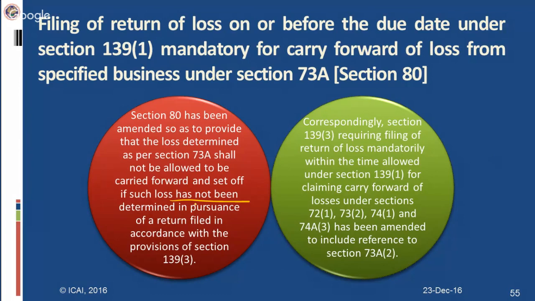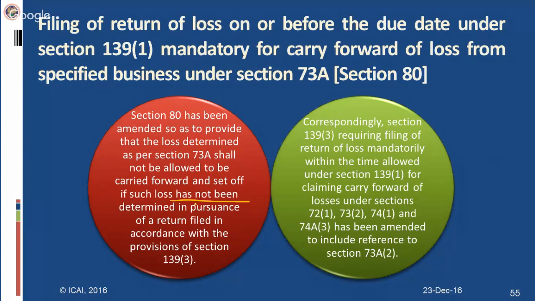Correspondingly, Section 139(3) also provides, it is a mandatory provision, that a return of loss has to be furnished on or before the due date in the following cases: if the loss is incurred under the head business or profession, or speculation business loss, loss under the head capital gains, loss from activity of owning and maintaining racehorses. In such cases, such losses can be carried forward and set off only if the return is furnished.